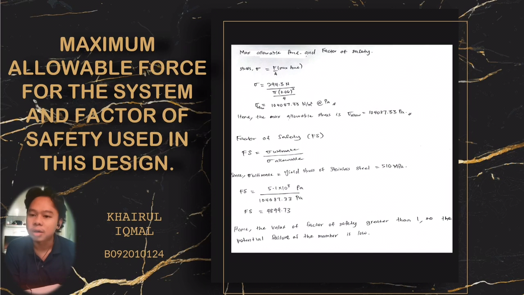So we can conclude the value of the factor of safety is greater than 1. So the potential of failure is low. So our structure is very much in equilibrium. So that's all for me.